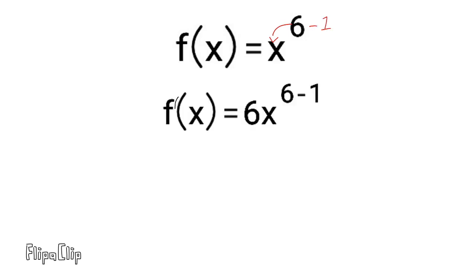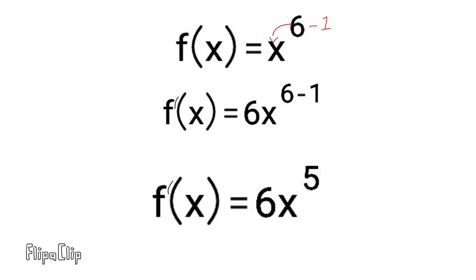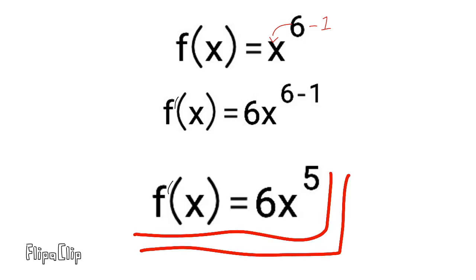We'll have our last example. We have x raised to the power of 6. You know the drill, multiply and subtract. So we'll have 6x raised to the power of 6 minus 1, and it will become 6x raised to the power of 5, and that is our final answer.